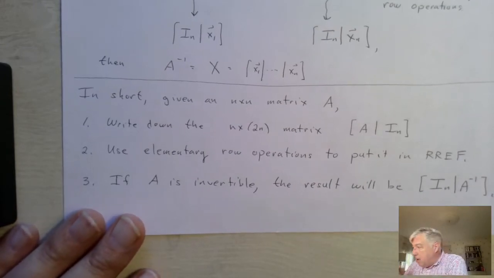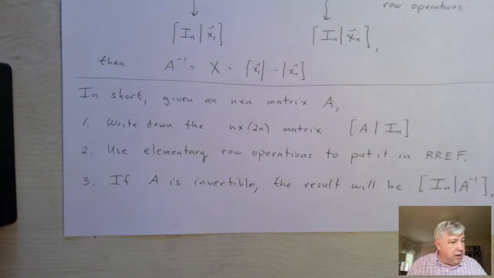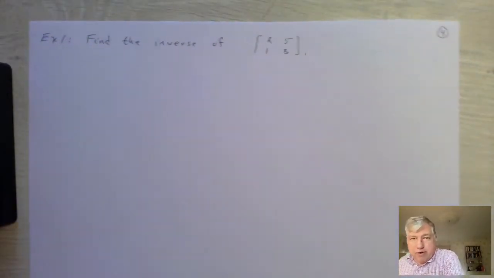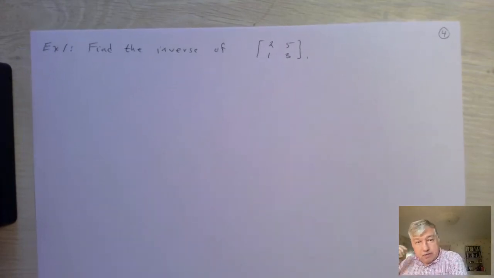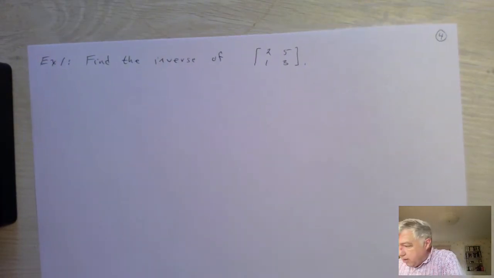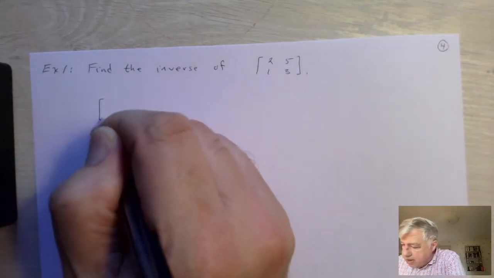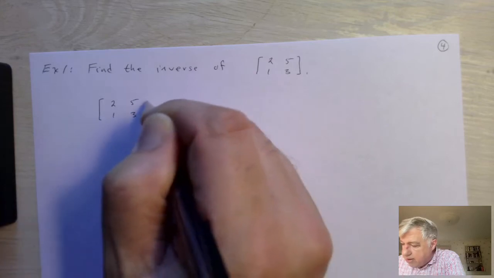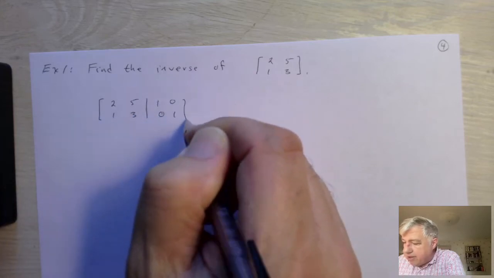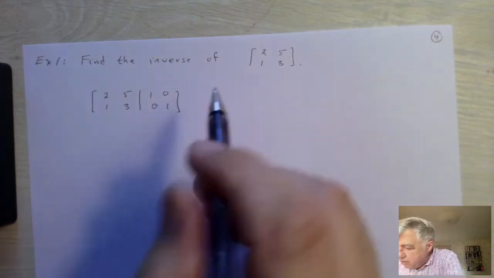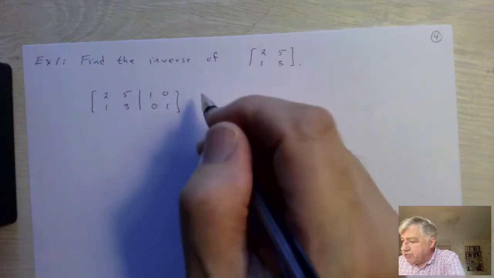All right, let's just do a couple of examples now. Let's go back to the matrix we started with. We already know what the inverse of this matrix is, but let's do it this way. So let's say we have 2, 5, 1, 3. We start with 2, 5, 1, 3, and then we put the identity matrix over here. And we want to put this in reduced row echelon form. So I'm going to first interchange the two rows.